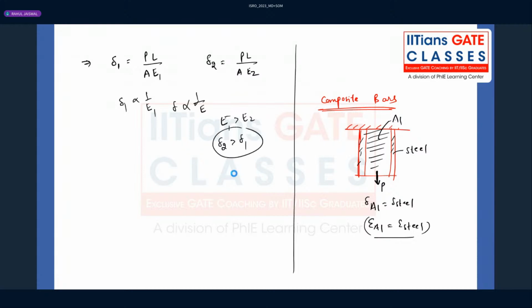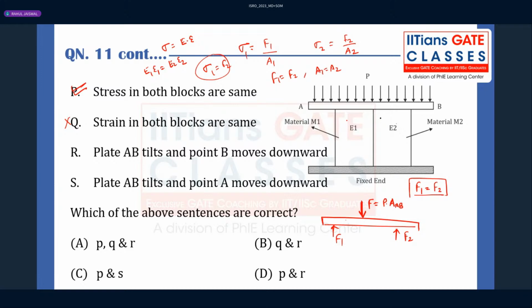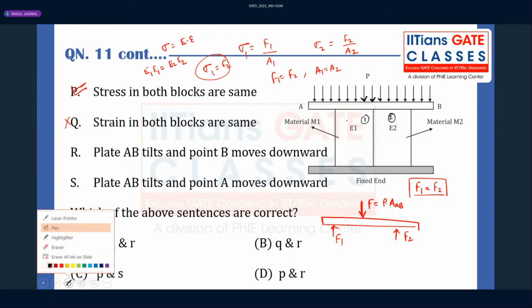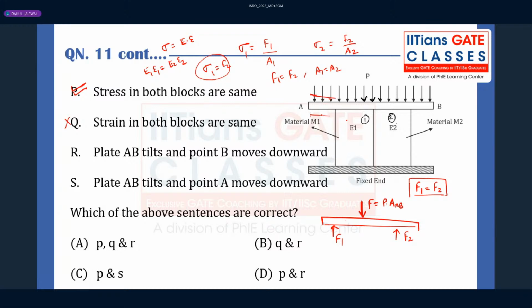When delta 2 is more than delta 1, what will happen? The second material will deflect more as compared to the first one under the compressive load. Whatever loads we are applying, both will be under compression, but the second material will have more compressive deformation as compared to the first material. So the plate will be deflected like this.